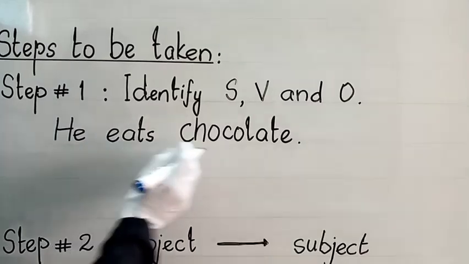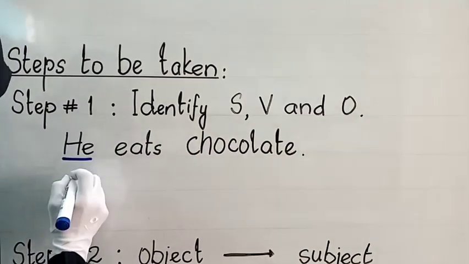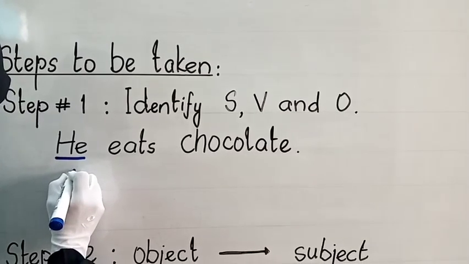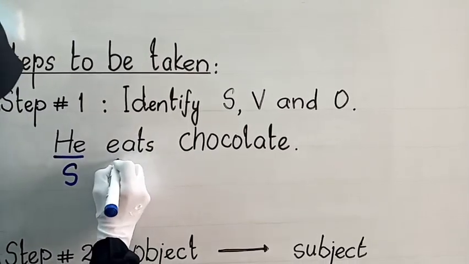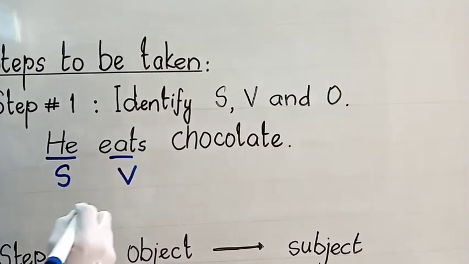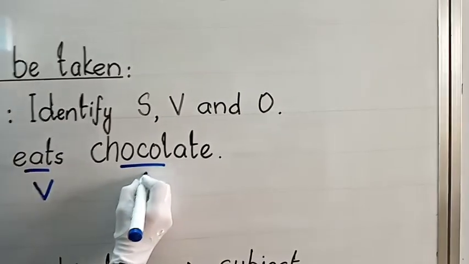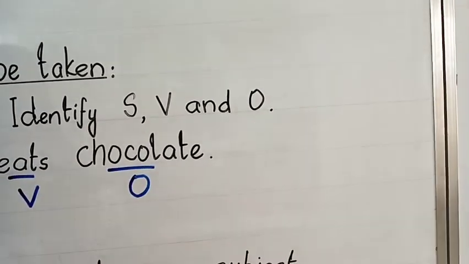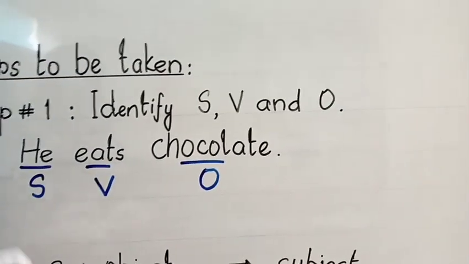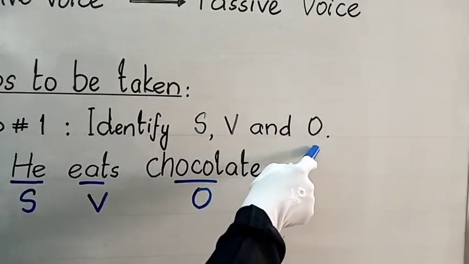He eats chocolate. So we know that he is, what is he? He is subject, right? And what is eats? Eats is verb, okay? And chocolate, chocolate is object, right? So we have to identify that what is a subject, what is a verb, and what is an object in a sentence.